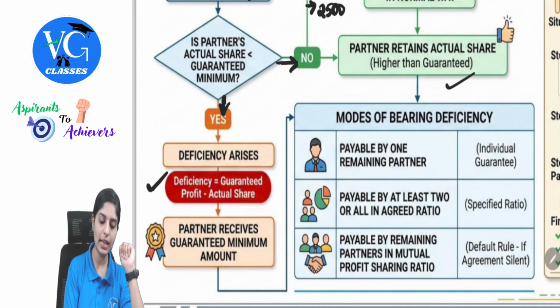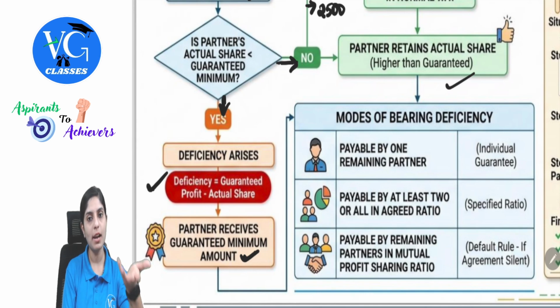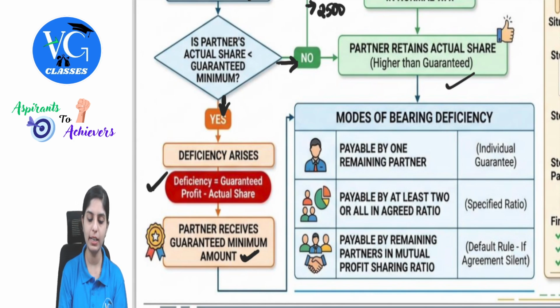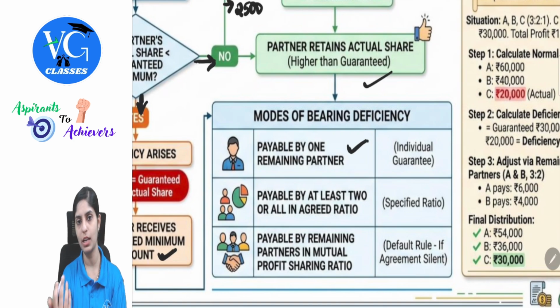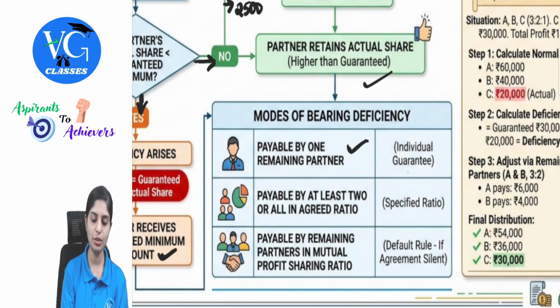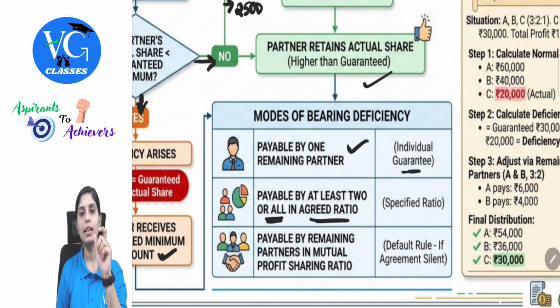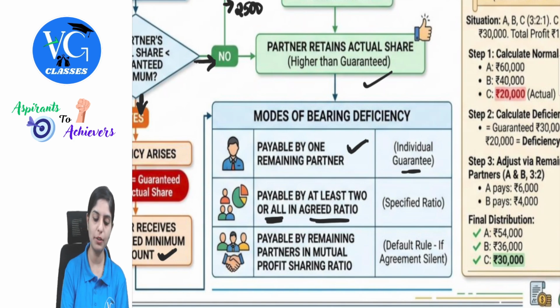The partner receives the guaranteed minimum amount. The partner should anyway receive the guaranteed amount. Who will bear this guaranteed amount? Some modes will be provided to you in the question. It is payable by one remaining partner. If there are only two partners, the other partner will bear the guarantee. So that is an individual guarantee. If it is payable by at least two or all, that is, whosoever is remaining in the business, it is in an agreed ratio. The guarantee of deficiency will be specified in the agreed ratio that will be given to you in the question.